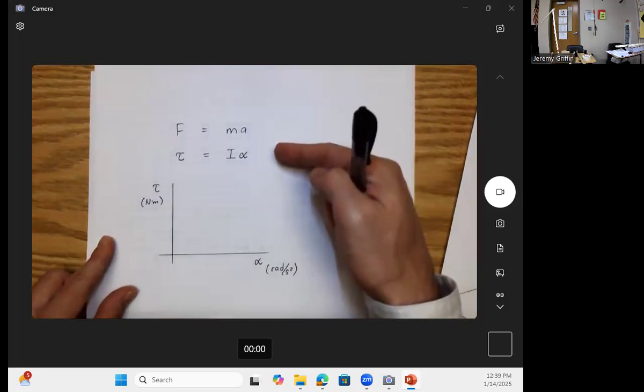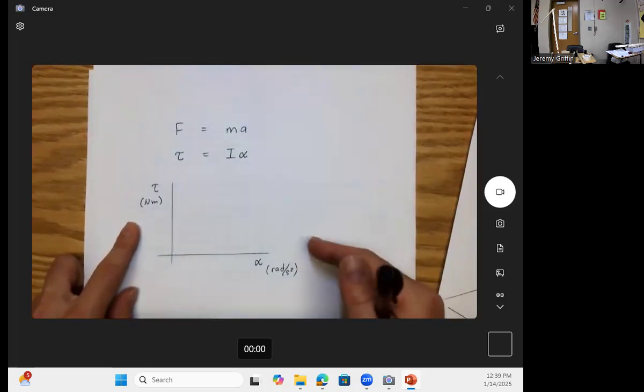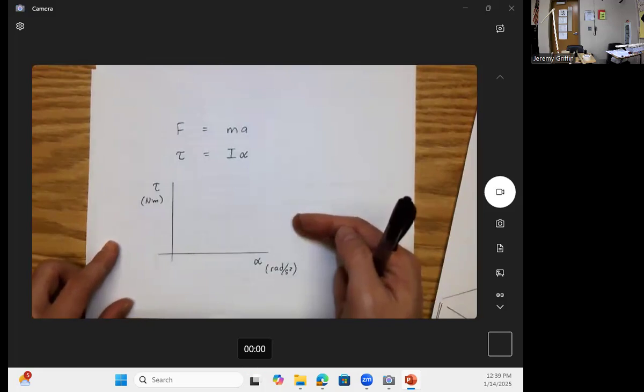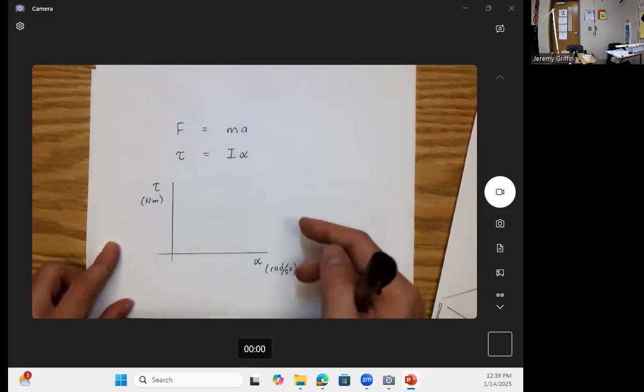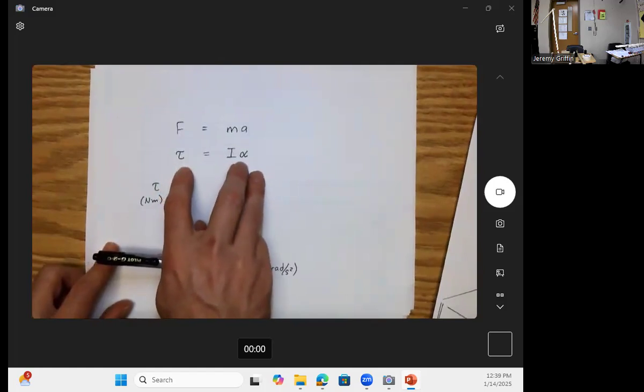Can you guys look at this formula, the rotational version of Newton's second law, and this set of axes, and make a pretty good prediction? What shape is this graph going to be? Linear, right? This looks like y equals mx, doesn't it?